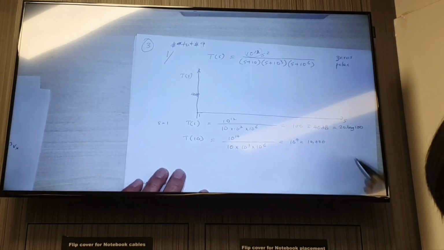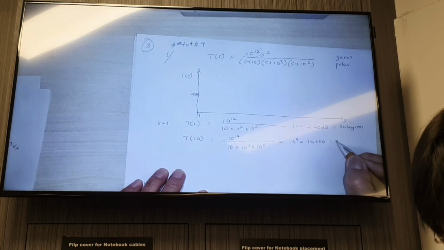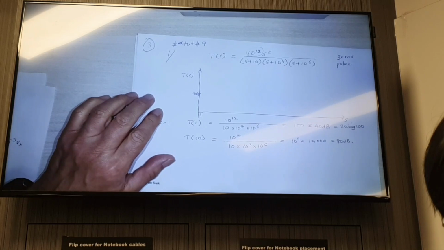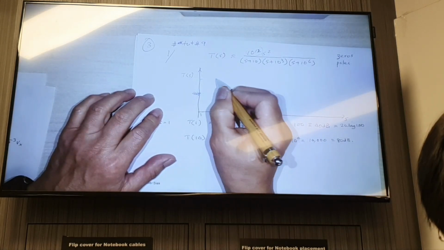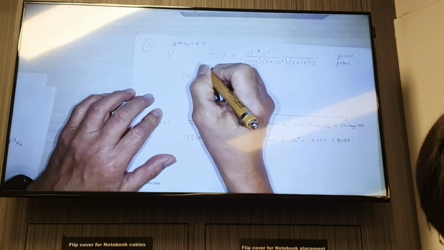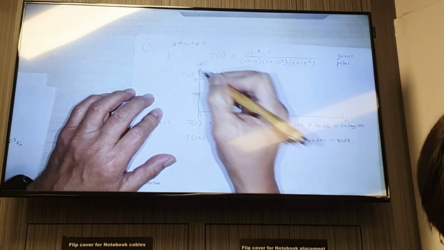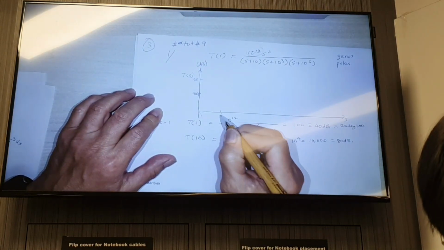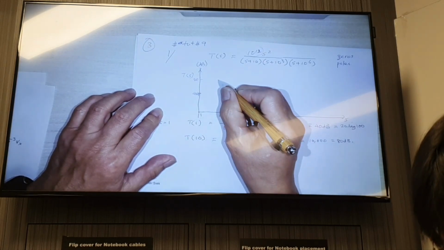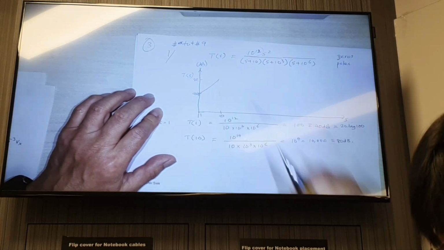Which means that this is 80 dB. You can go see the video, which goes through the example a bit more in depth, or do the tutorial sheet. It is in dB.